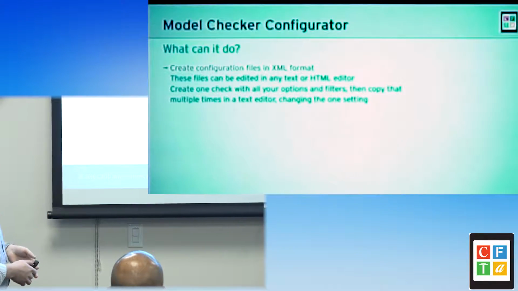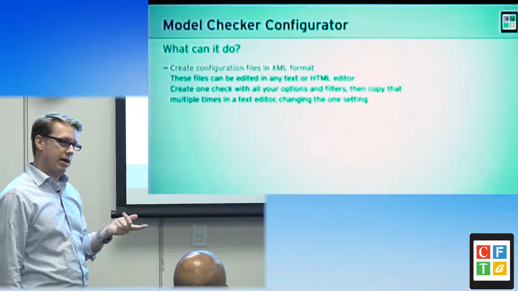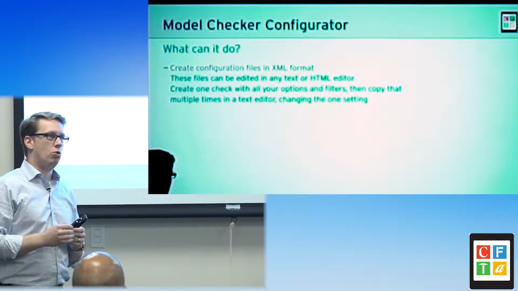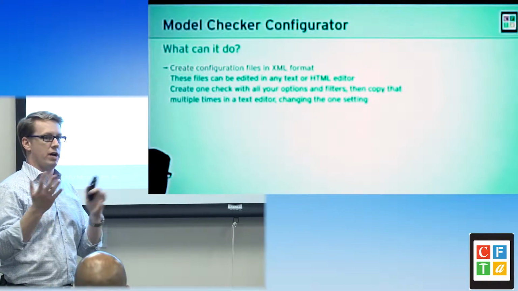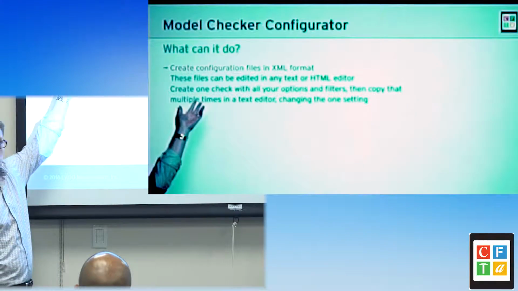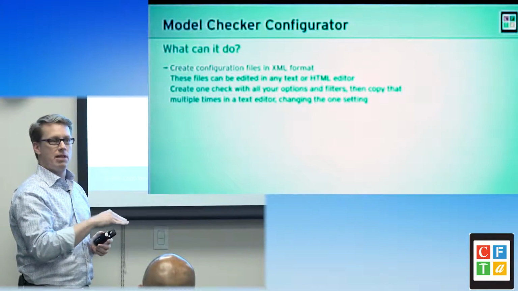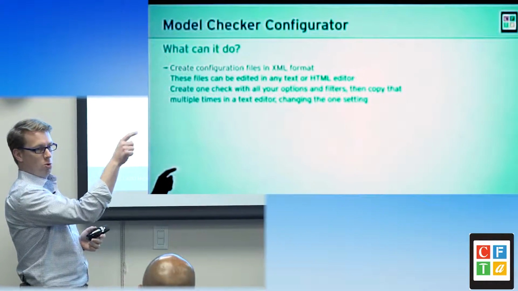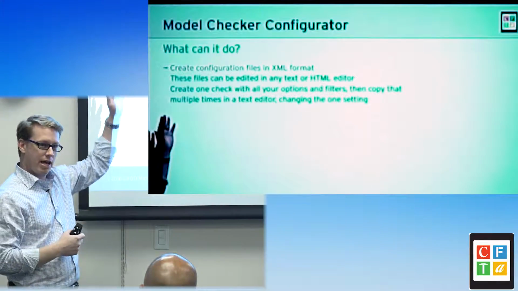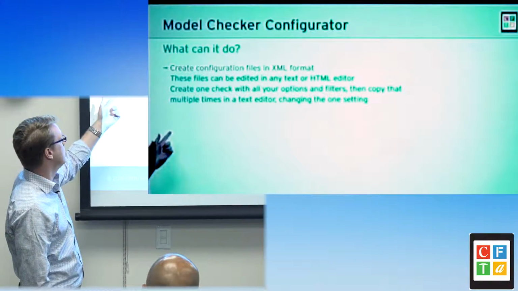All right, so what can it do? It builds these in XML format. What's great about that is I could build a check, let's say, to look for all door fire ratings. Then I could go into an XML editor, which could just be Notepad, or even Word, and copy and paste that line over and over again and change the word from doors to walls to whatever I wanted. I can duplicate those things very quickly in just a text editor.